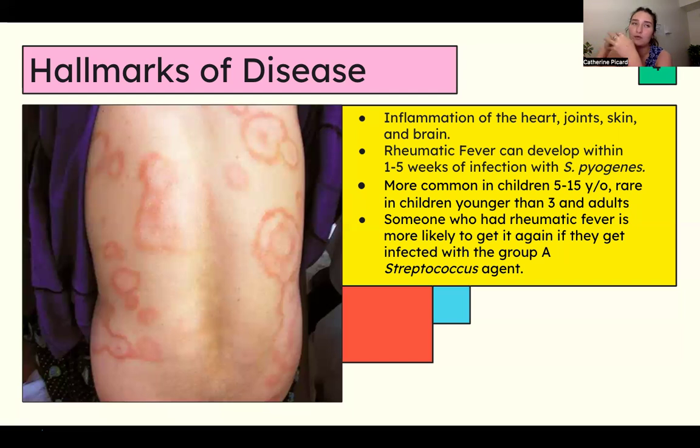Okay, so someone who had rheumatic fever is more likely to get it again if they're infected with group A streptococcus, which is really unfortunate and that sucks. But that's what it is.